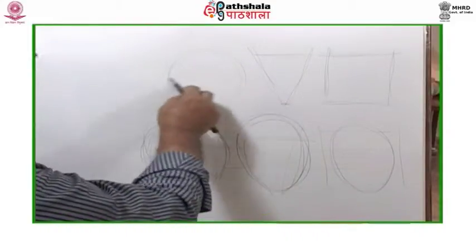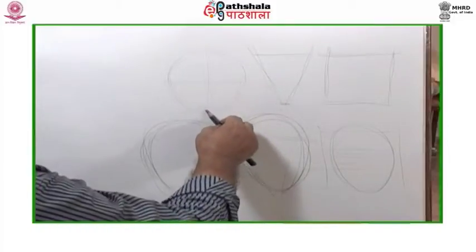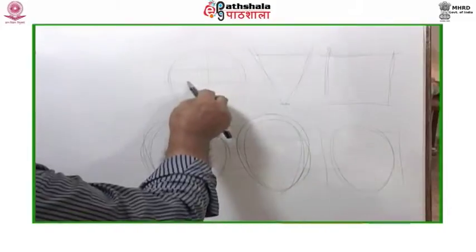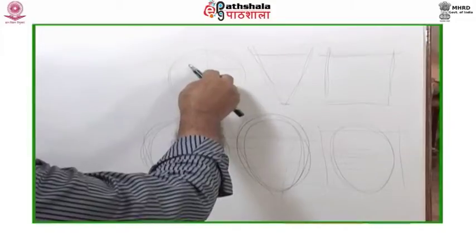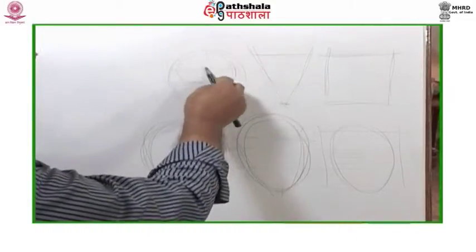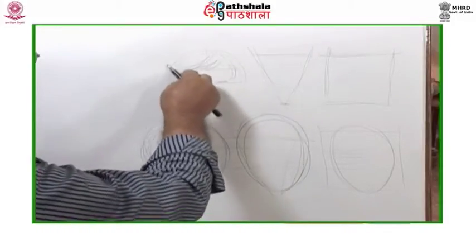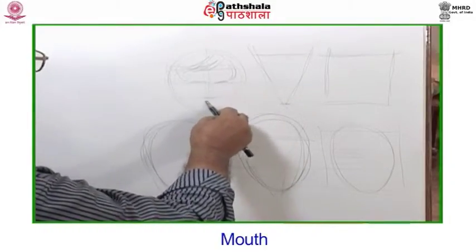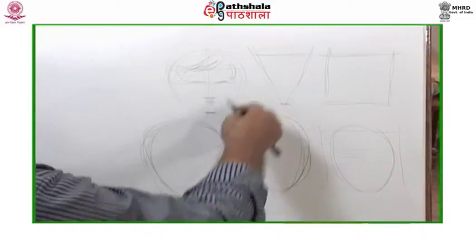I will divide the circle into 4 equal parts and place the facial features. We have discussed the basic division of the face and its general guidelines in an earlier lesson. I will place the eyes, nose, mouth, and chin to get a perfect circular face.